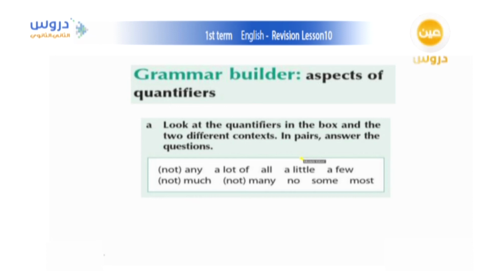We took this lesson before. I know it's a revision. Always, you know, Saturday is a revision. It's good to remember, okay? And we'll see if you can have some questions about this. So look at the quantifiers in the books, yes, it's always a revision. And the two different contexts in pairs answer these questions. We still don't have the questions anyway, but yes, we use them with countable and uncountable nouns.